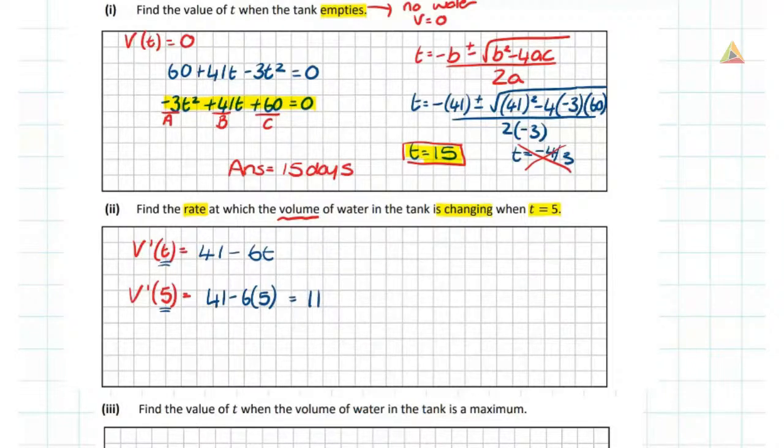Think about your units. So it's the rate at which the volume is changing as time goes by. So the volume is litres, as we were told at the start. And in this case, our time is in days. So it's 11 litres per day. At day 5, the volume of the tank is changing at a rate of 11 litres per day. Okay, so a little bit of differentiation there.